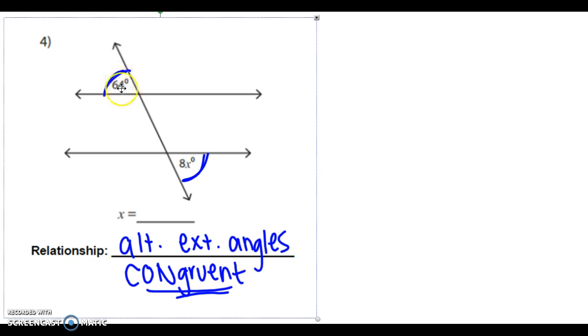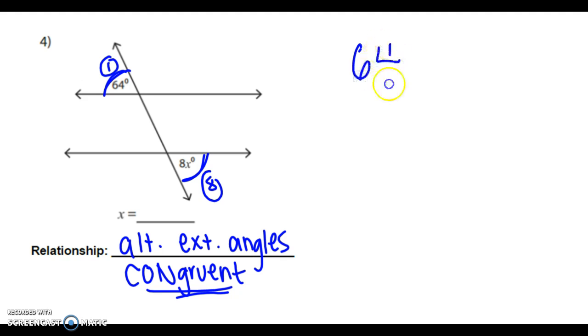If you think back to our pattern, and we labeled this angle 1, and we went all the way through, and this was angle 8, the pattern was that these two angles were the same thing. So when the angle relationship is congruent, that means that you just get to set the two pieces equal to each other. Congruent means equal, so there's no 180 degrees involved. Rather, these two angles are equal to each other. So I put an equal sign in between them.